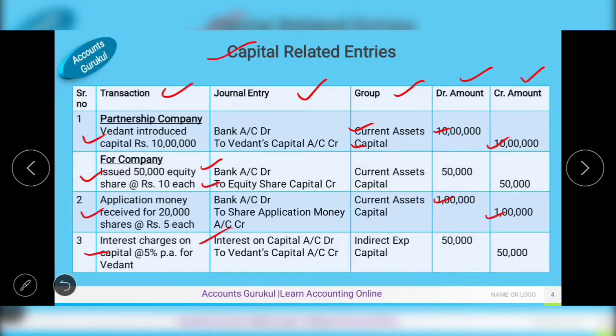And second one is a capital account. And the debit amount is 50,000 and credit amount is 50,000. So interest jo hai, that's the expense for us, and expenses is a nominal account, and the nominal account says debit all the expenses. So jo expenses hai wo apan ne debit kar diya, and because of that reason the interest on capital account is an indirect expense, and that's debited as 50,000 for that. And to Vedant's capital account, because that's going to be added into Vedant's capital account. So that's the reason Vedant's capital account is a credit for that.